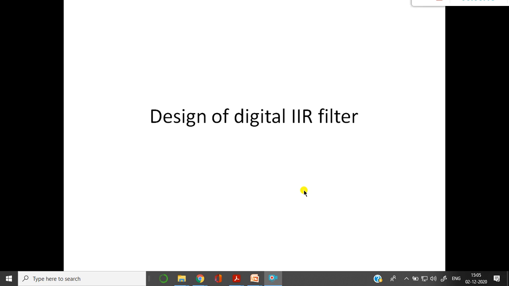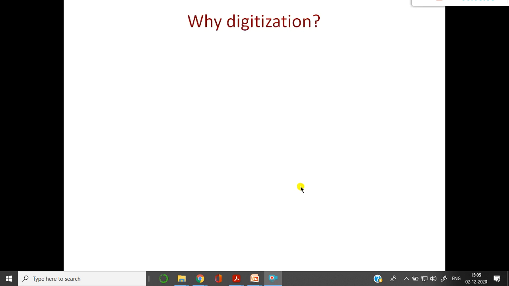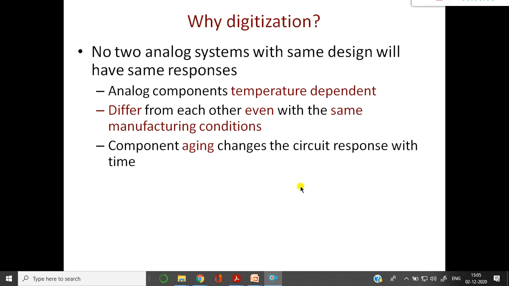That was not true with respect to the digital lab, right? I think you have also observed these kinds of problems in your regular labs. Now that's where, like, why digitalization is required. No two analog systems with the same design will give me the same response. That's one of the very important points here, because analog components are temperature dependent.